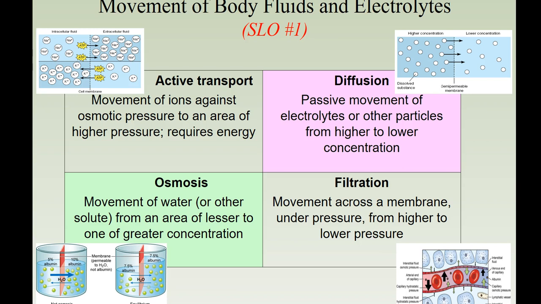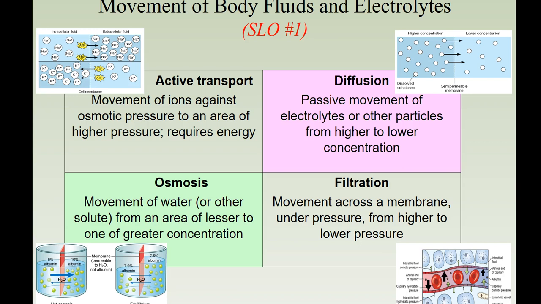I'm a Southern girl. But another way you can look at it is air freshener. It's in a can, and when I spray it, you can smell it up here, but it takes a while, but eventually it gets all over the room. So it's a passive movement of electrolytes or other particles from an area of higher concentration to an area of lower concentration. In osmosis, it says the movement of water. It's typically water. It's not always, but it's a solvent or another solute. I think she meant to put solvent.